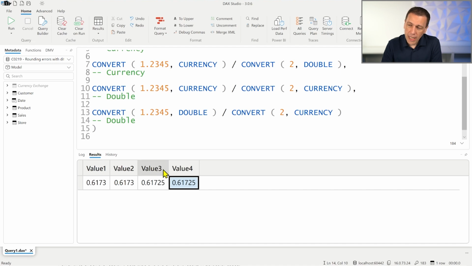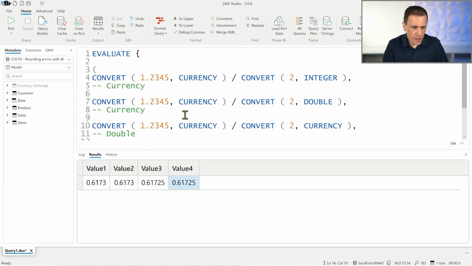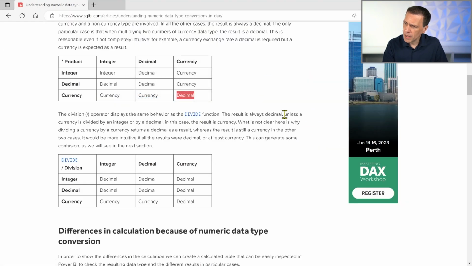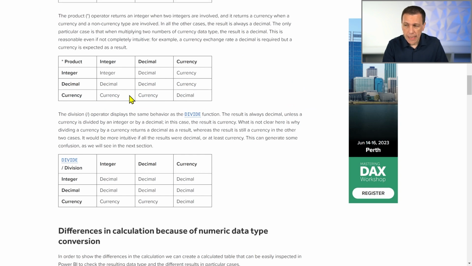So far, so good. We have seen a number of multiplications. It's important to keep in mind, in this table, that when we have a currency involved, the currency produces a currency in the product when you multiply by an integer or by another floating point, whereas two currencies multiplied together produce a decimal.